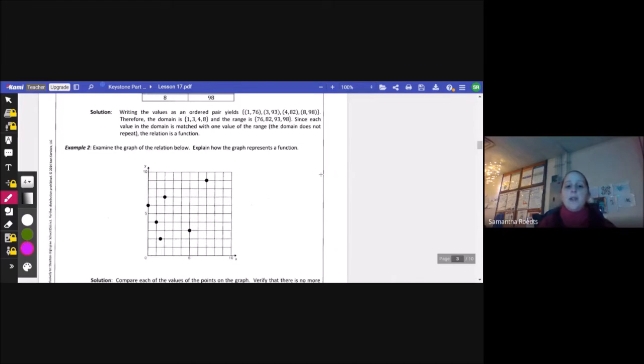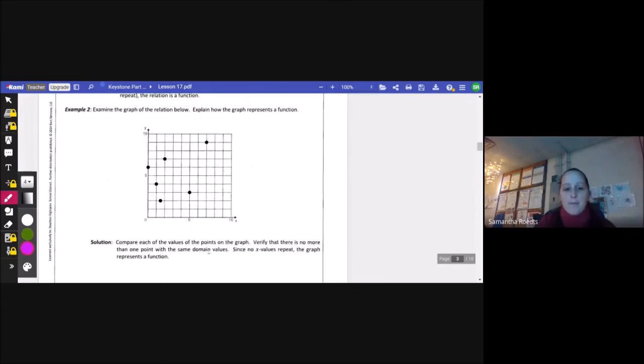Okay, example 2, explain the graph of the relation below. Explain how the graph represents a function. Compare each of the values of the points on the graph. Verify that there is no more than one point with the same domain values. So if I go along here for the x, I see one here, one here, one here, one here, one here, one here. None of these values overlap. Since no x values repeat, the graph represents a function.